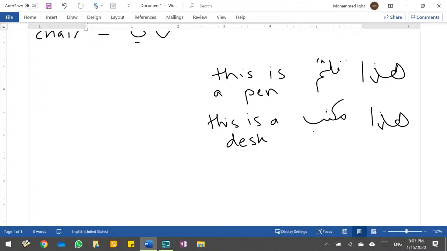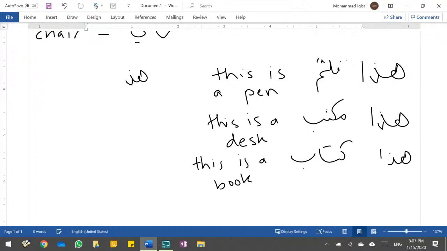Brother Yusuf. هذا كتاب, which means this is a book. Excellent. Hada kitabun. This is a book. Acha. And then one more, Brother Waleed. Hada babun. This is a door.